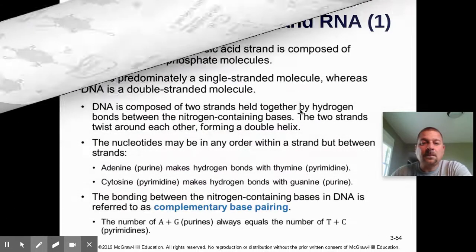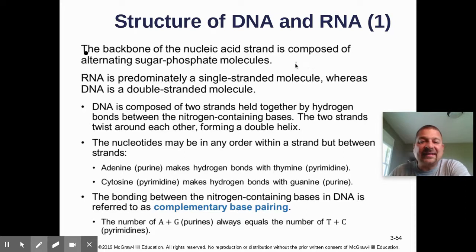Okay, the backbone of the nucleic acid is composed of alternating sugar phosphate. Okay, so you got a sugar, phosphate, and then your nitrogenous base off the inside. And then that will connect again to a sugar, or to a phosphate, to the next sugar. Okay, we call this right here the phosphodiester bond. Phosphodiester, because it's between the sugar and the phosphate group. And that just keeps linking back and forth, back and forth, back and forth. Okay, and that sort of makes up the backbone.